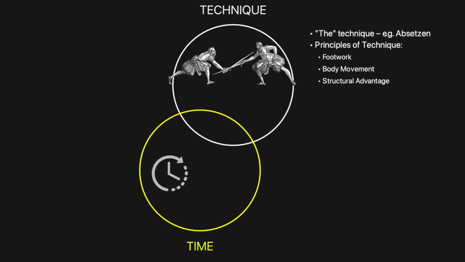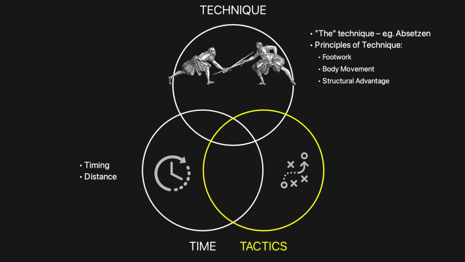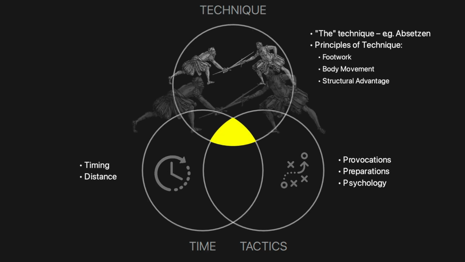A second category of principle is time. Now I'm using time here as a catch-all term, which includes both time and distance, because the two are intrinsically linked when it comes to fencing. Technique and time are joined by a third category, tactics. Tactics is a set of actions we use to achieve an effect, in this case being a generalized outcome without a strictly defined technique, and it includes concepts such as provocations, preparatory actions to set up an attack, and elements of psychology. These 3 elements, technique, timing, and tactics, form the foundation of good fencing, and while any one of them can be useful in isolation, they function best when unified.